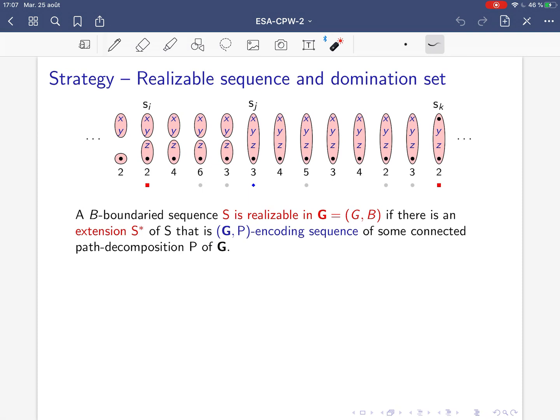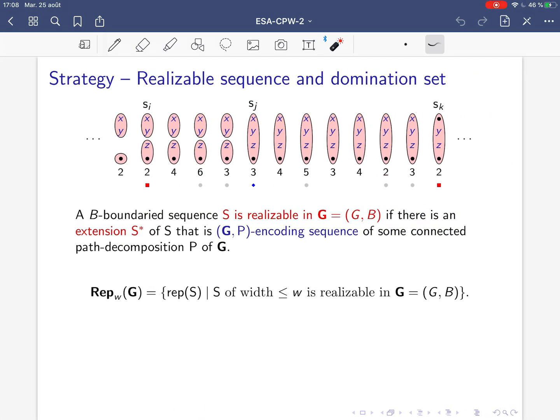But as I told you before, a B-boundaried sequence is not a graph, and we have to link B-boundaried sequences to graphs. Of course, we can represent a path decomposition with a B-boundaried sequence, but not all B-boundaried sequences correspond to a path decomposition. So we say that a B-boundaried sequence S is realizable in some B-boundaried graph G if there exists an extension of S, meaning that you can duplicate triples, elements in the sequence S, such that this extension is encoding a path decomposition of the B-boundaried graph G.